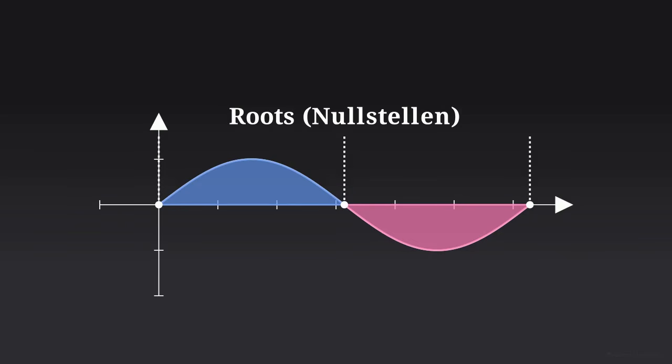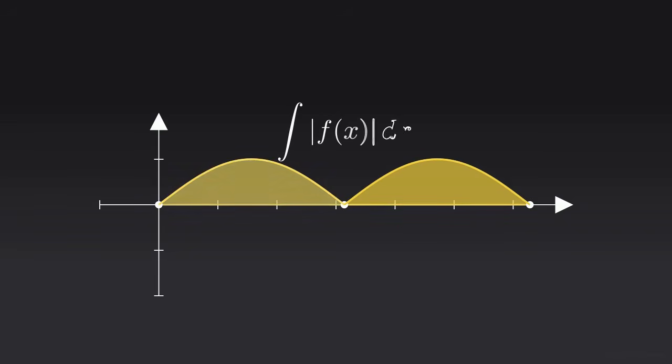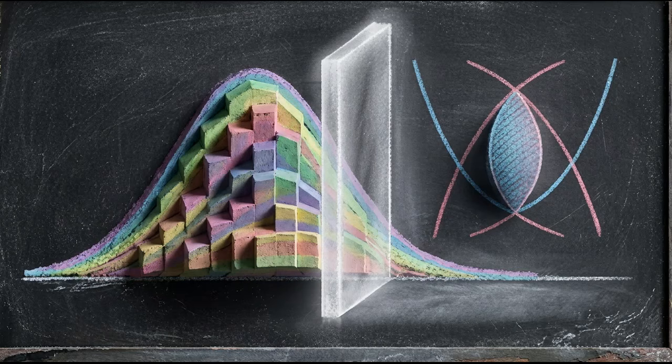We identify the roots, the Nullstellen, where the curve crosses the axis. Then we split the integral at these points and take the absolute value of each section. By forcing every piece to be positive, we recover the true total area. By breaking our calculations into absolute pieces, we turn abstract orientation into measurable physical space.